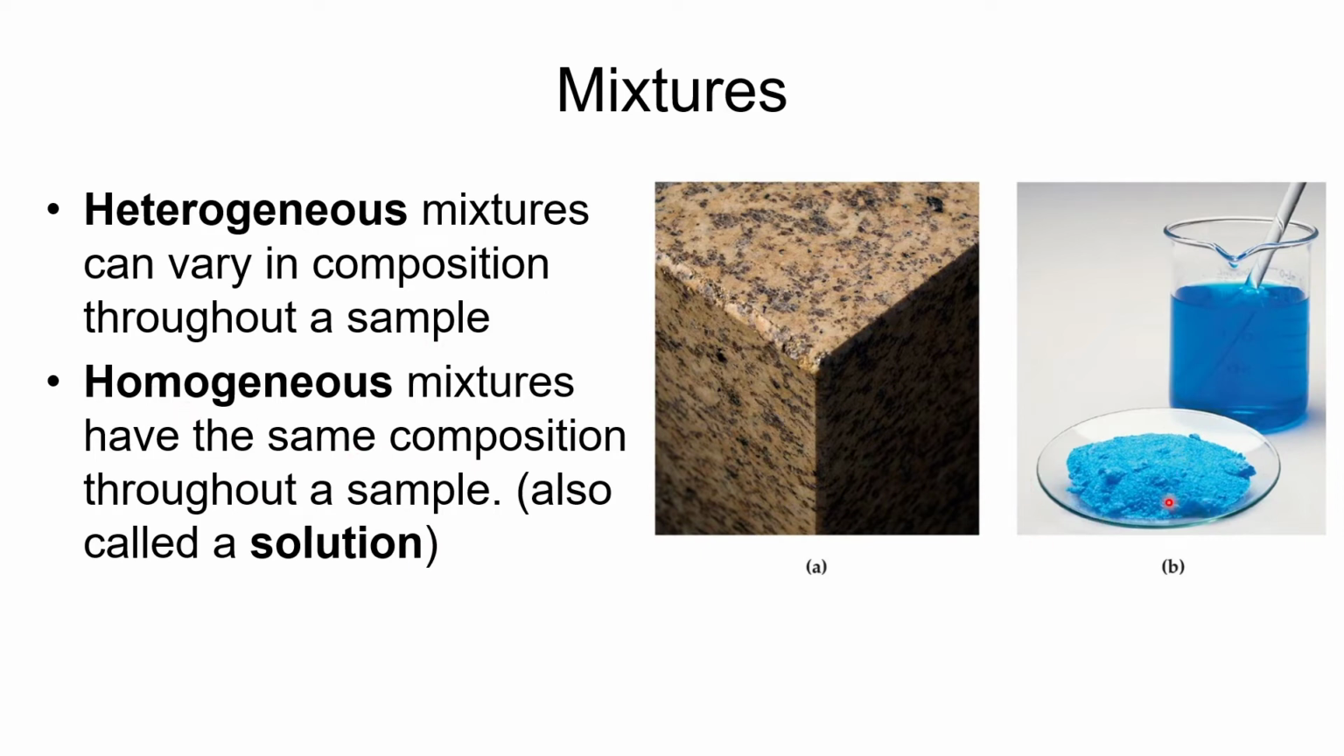Over here, we've got the compound. This one is copper sulfate. It's actually the pentahydrate, so copper sulfate pentahydrate, and it's this bright blue compound. And if you take it and dissolve it in water, you will get a uniform mixture of that copper sulfate in water. And so you'll have the same concentration of copper sulfate up at the top as you do in the middle as you do at the bottom. And so that is homogeneous.